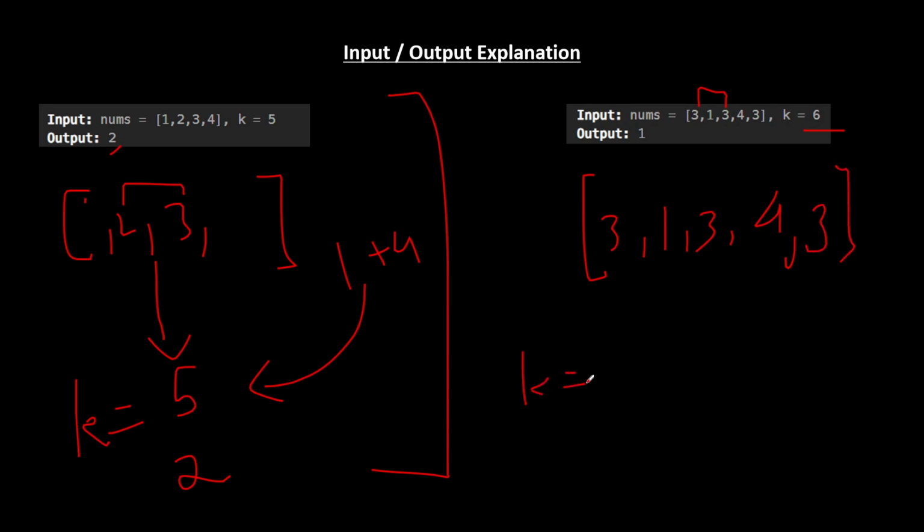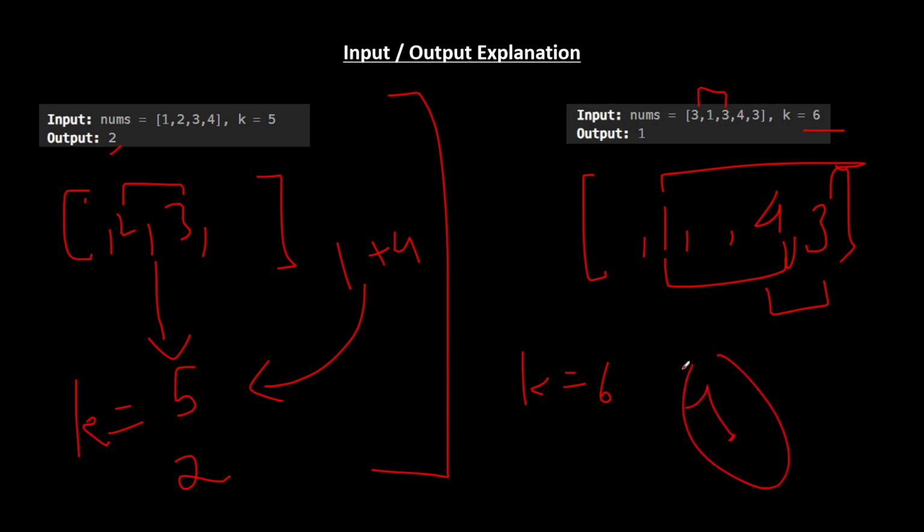And k equals 6. So we took these two threes. After taking these two threes, we are left with only 1, 4, 3. Now we can't find any pair whose sum equals 6. 1 plus 4 gives 5, 4 plus 3 gives 7, and 3 plus 1 gives us 4. So our output for this array will be only 1. This is the output. I hope you understood the input output explanation.